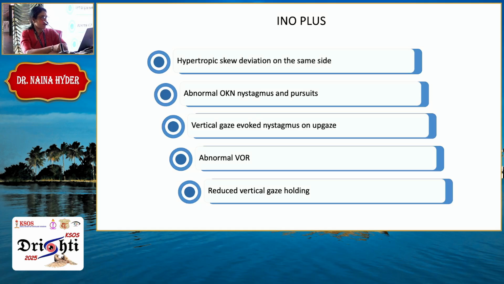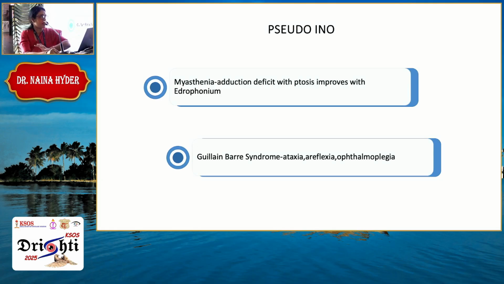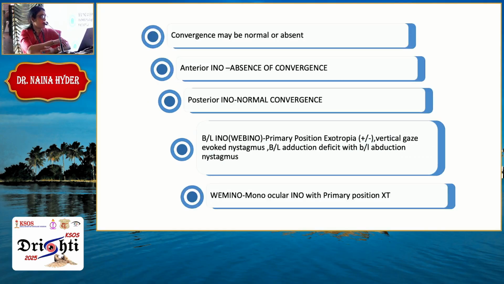So in an INO, you might have these combinations, and you have a pseudo-INO, which is there in myasthenia and in Guillain-Barré syndrome. And the convergence may be normal or absent. So we have an anterior INO, which is in the region of the midbrain; there will be an absence of convergence, whereas in a posterior INO, which is most related to the pons, normal convergence would be there.